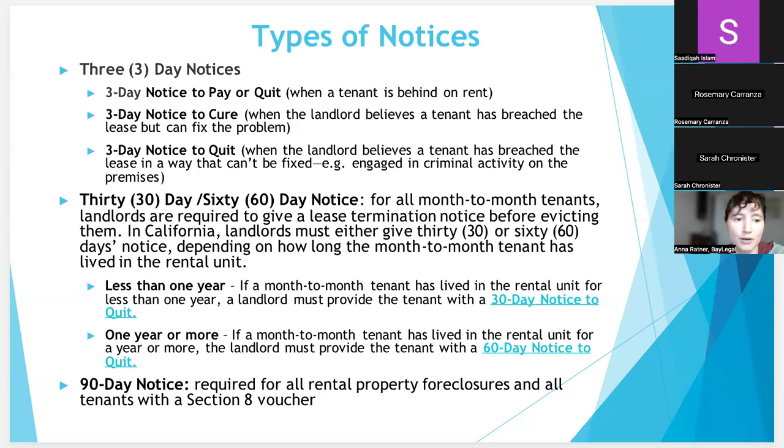If the tenant hasn't done anything wrong, but the landlord still wants to evict, then the landlord is required to give a 30-day or a 60-day notice, depending on how long the tenant has been there. If the tenant has been there for less than a year, then the landlord only has to give a 30-day notice to terminate the tenancy. If it's been more than a year, then the tenant is entitled to a 60-day notice.